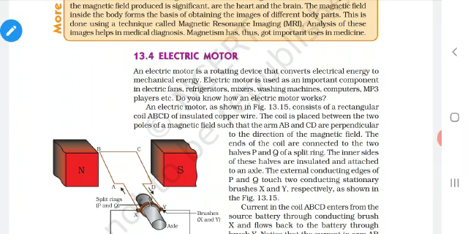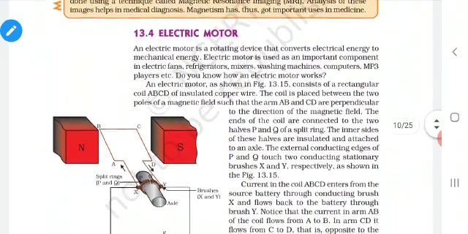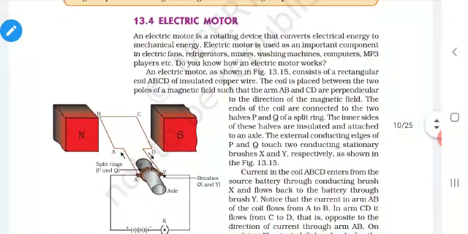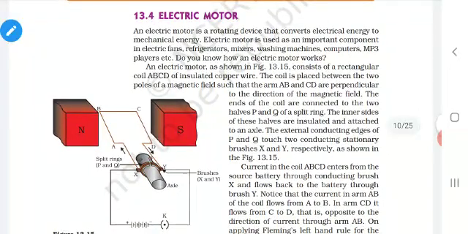This electric motor is used in electric fans, fridges, mixers, washing machines, computers, MP3 players. Now we are going to see the construction and the working of an electric motor. Let me start with an example. During a summer afternoon, when you go out and come to your home, you will be looking for a fan, isn't it? Why are you looking for a fan? You are sweating very hard, so you are looking for a fan.